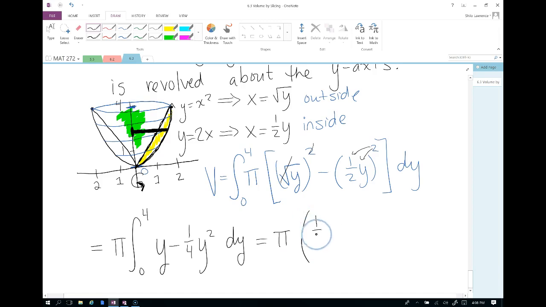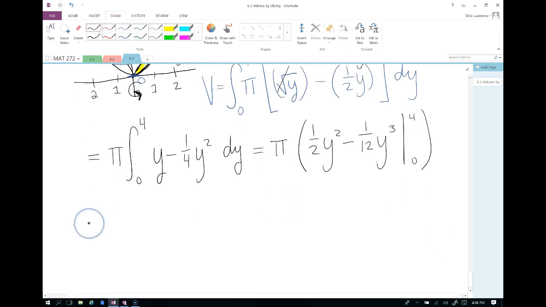The antiderivative for y is 1/2 y squared. The antiderivative for y squared, we're going to increase that power, and then we're going to divide by the new power. We already have a quarter out front, so if I now also include a 1/3 out front, it's going to multiply and turn into a 12th. We need to evaluate this from 0 to 4. When I plug in 4, 4 squared is 16, half of that is 8. 4 cubed is 64. For right now, I'm just going to write 64 twelfths.